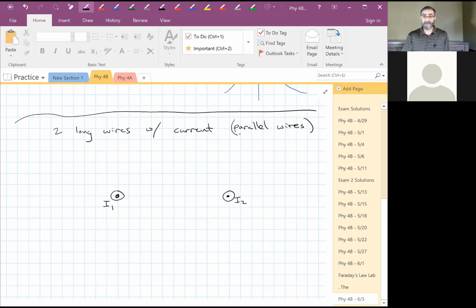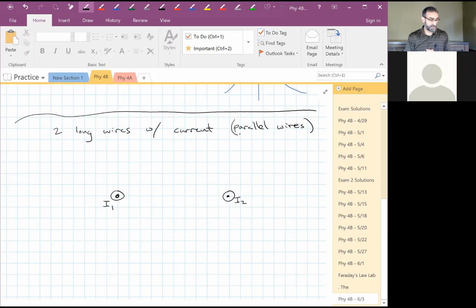All right, let's think about it. Why would they interact with each other? One of those wires carries a current. What's it doing? It's filling the space around it with a magnetic field, right? Now the other wire is carrying a current in the presence of a magnetic field. It may feel a force because of that.